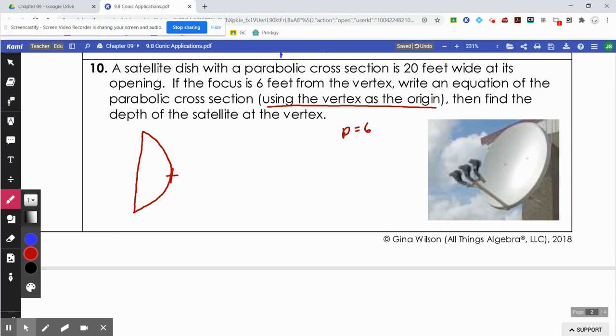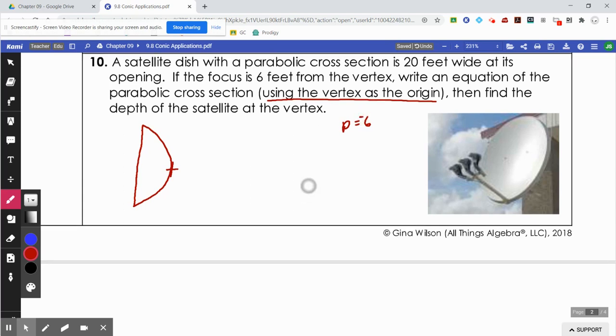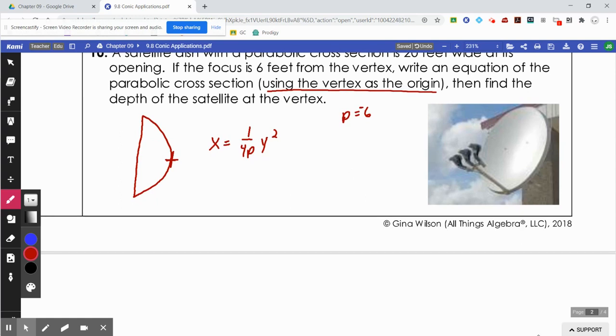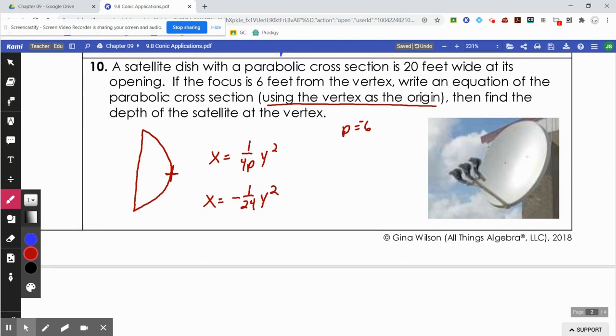So your satellite dish looks something like this. This is going to be your origin here at 0, 0. Again, it's 20 feet across. The distance from the vertex to the focus is 6. Now, if I want to turn it leftways like this, I'm going to have to let my p be a negative 6. But since it's turned that way, you have x equals 1 over 4p times y squared. And again, you don't have to worry about any type of transformation. Since your vertex is your origin, we simply plug in that p-value, and you have x is equal to negative 1/24 y squared. So that's all you have to do to find the actual equation.